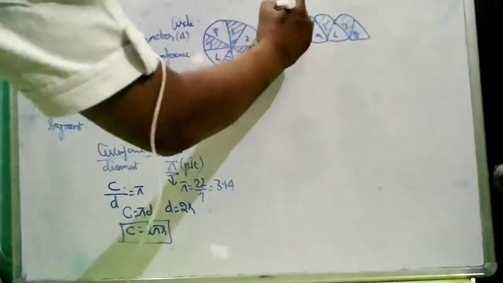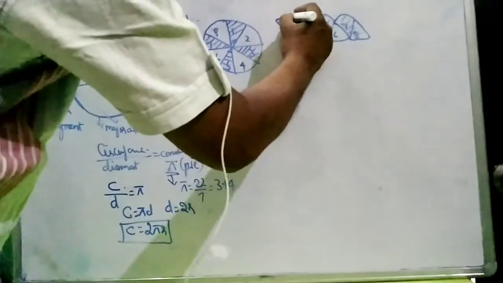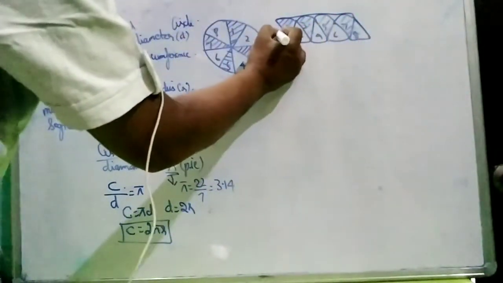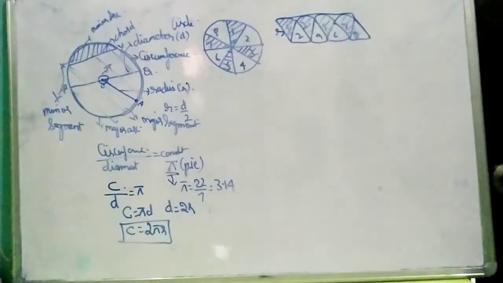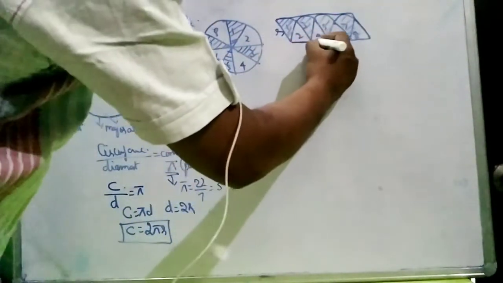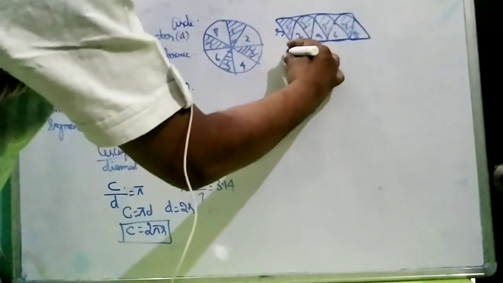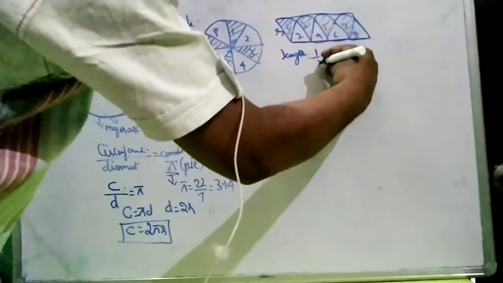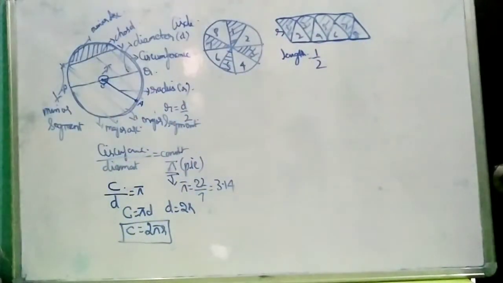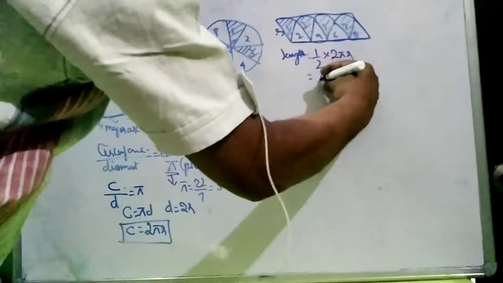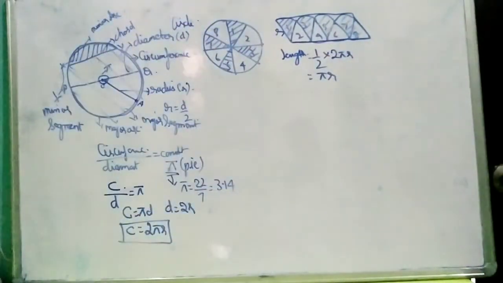a rectangle. This will represent a straight line, this will represent the breadth, which is the radius. And what is this length representing? Length is representing half of the complete curved path, and the circumference is 2 pi r, so it is actually representing pi r.